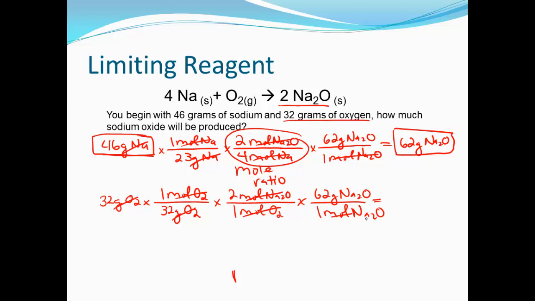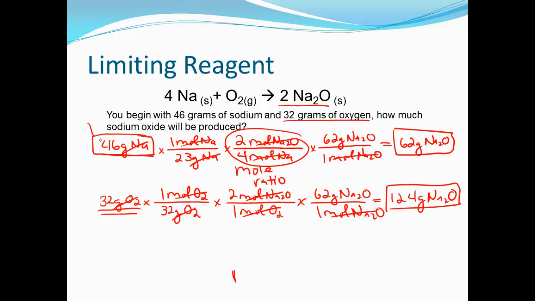The moles of sodium oxide cancel out. And when I look at my results, I end up with a value of 124 grams of sodium oxide. Now, that's produced from 32 grams of oxygen. So, which is our limiting reagent?